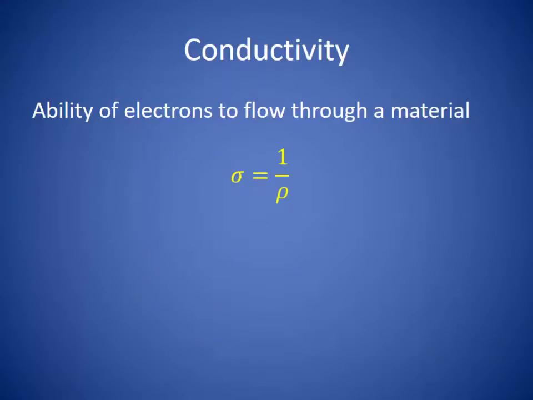We can also look at the conductivity of a material. Really, this is just the opposite of resistivity in that it describes how easily electrons are able to flow through a material. Conductivity is designated by the Greek symbol sigma and is simply the inverse of the material's resistivity. So if our resistivity decreases, then the conductivity increases. It makes sense because if the resistivity decreases, the resistance to the flow of electrons decreases. This implies that the electrons are able to flow more freely through the material.